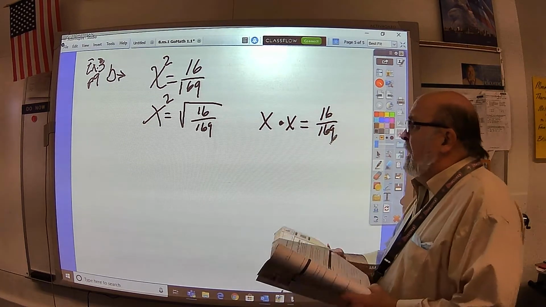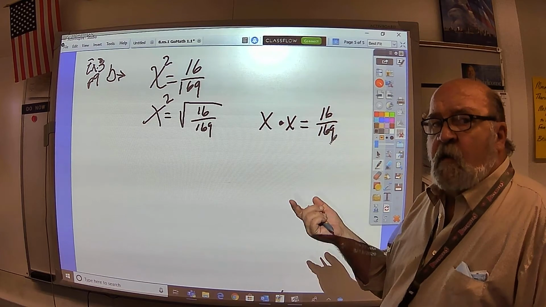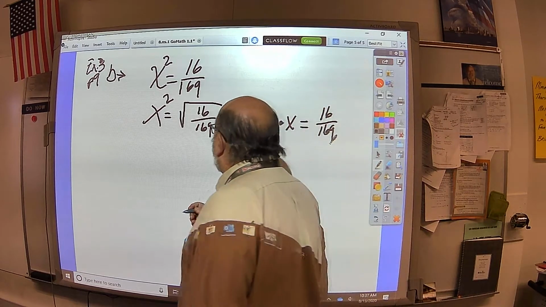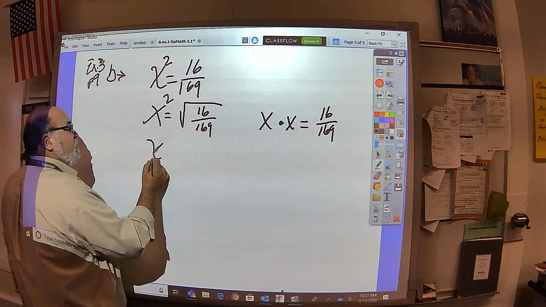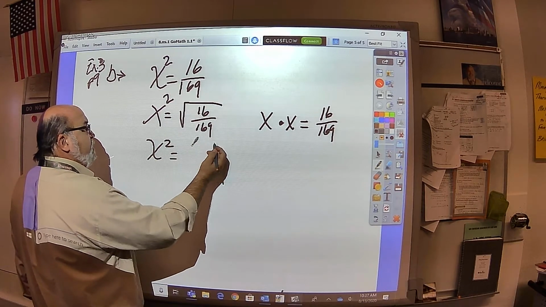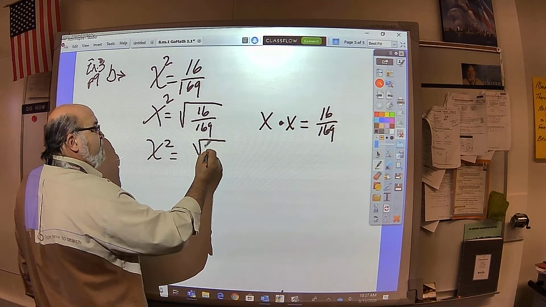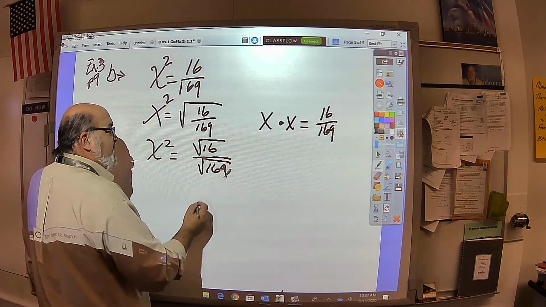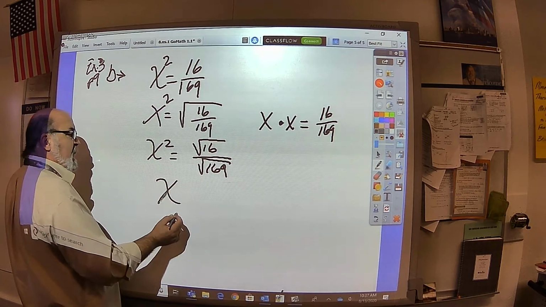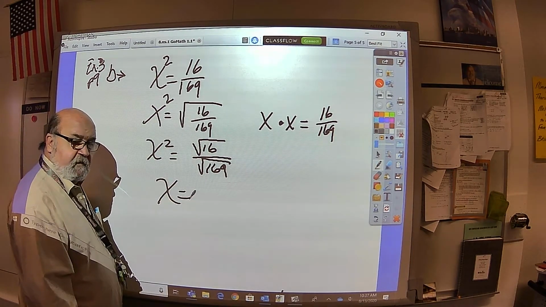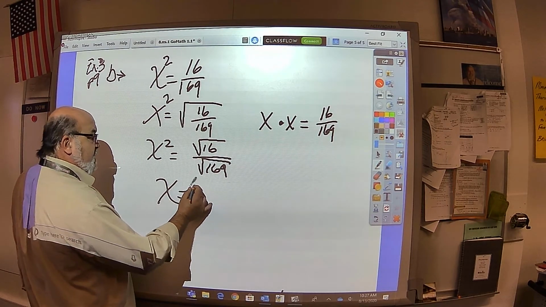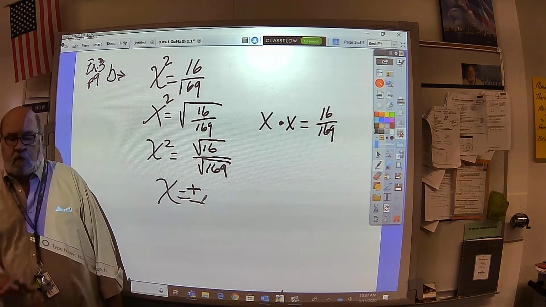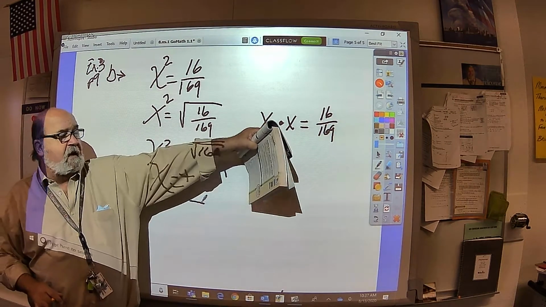Now, the easy way to understand this is to say, okay, I need the square root of 16 and the square root of 169. So we're saying now x equals the square root of 16 divided by the square root of 169. And when I come down here and I say x equals, I need to be able to say this answer is positive and negative. We'll understand that a little bit better when we go back and look at x times x, okay?